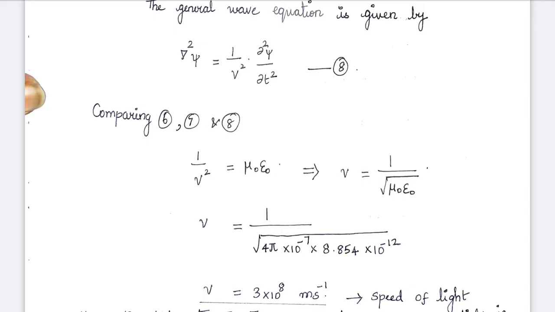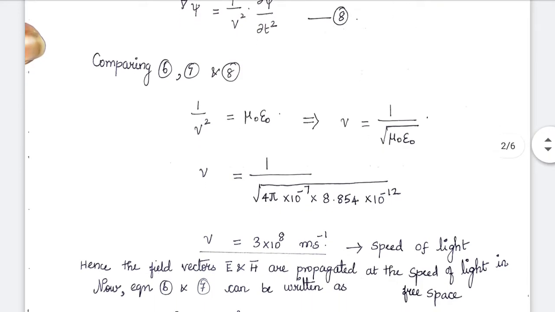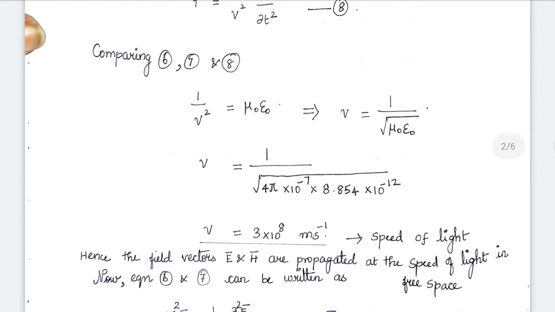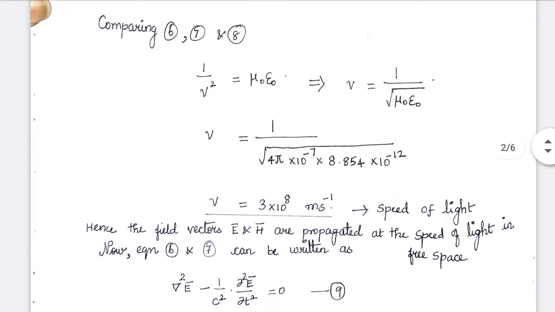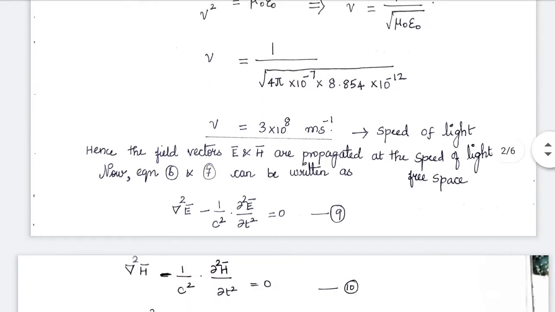So substituting their values, mu naught is equal to 4 pi into 10 power minus 7 and epsilon naught as 8.854 into 10 power minus 12, we get V is equal to 3 into 10 power 8 meter per second, which is nothing but our speed of light. So the field vectors E and H are propagated at the speed of light in free space. That means the electric vector and the magnetic vector are propagated in free space with the velocity of light.